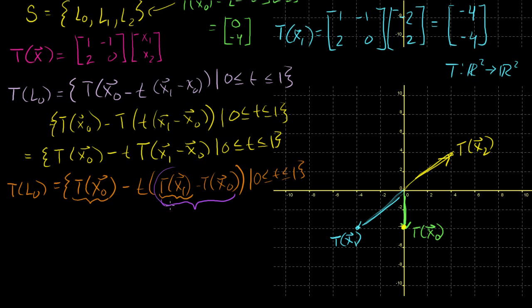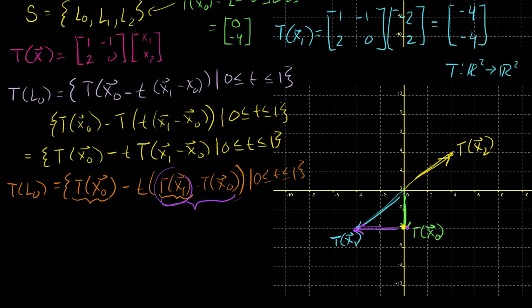What is this? The transformation of x1 minus the transformation of x naught. The transformation of x1 is just this vector right here. The transformation of x naught is just that vector. So this whole term right here is just this vector minus that vector, or it's just that vector right there. And so, what we've defined, the same way that we did in the first part of this video, is just the line segment that connects the point defined here and the point defined there.